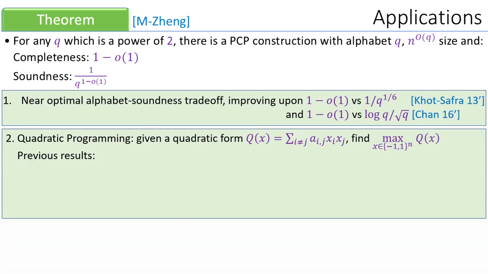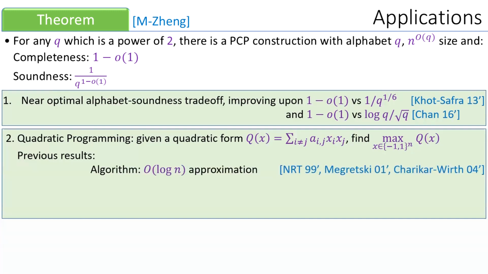So a quadratic program over the cube is just a function like the one on the board, the summation of a_ij x_i x_j over non-diagonal terms. The problem is I give you such a polynomial and I ask you to maximize it over the Boolean cube, which in this talk is {-1, 1}^n. There is a fairly nice algorithm that gets an O(log n) approximation based on semi-definite programming.